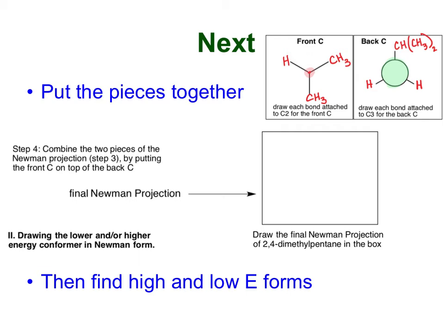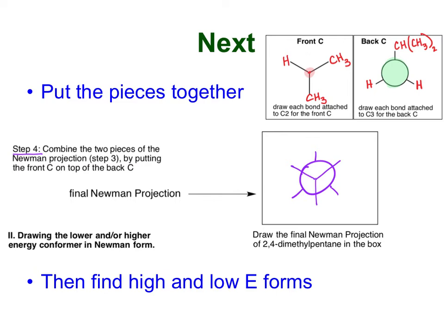So step 4 here says to combine the 2 pieces of the Newman projection by putting the front carbon on top of the back C. So we're basically just going to combine these two. I've brought them over from the other page, and that's how we're going to do it. I like to draw the back one first like this, and then I'm going to put the Y in the front, and then I draw my back carbon, the things that stick out from it. Notice when I drew this that the ones in the back are exactly in the middle of the ones in the front because it's going to be staggered.